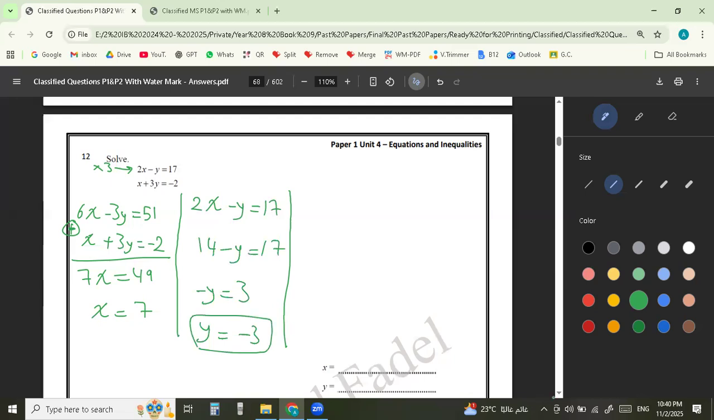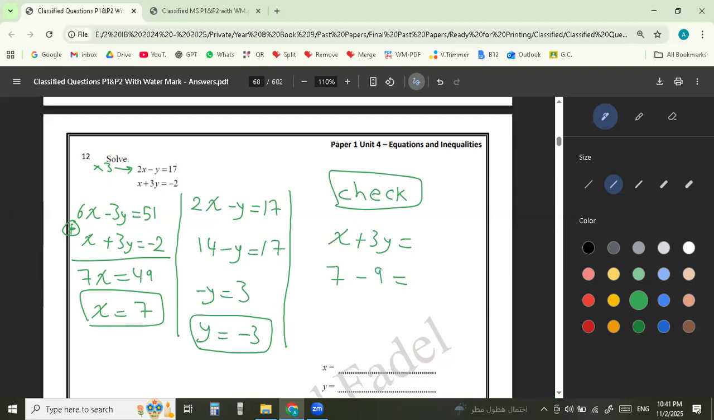The third section is to check. So I got here x plus 3y equals, will it be equal to negative 2? We will see now. When x is 7, y is negative 3, so 3 times negative 3 is negative 9, equals negative 2, yes, mister, as we expected. So x is 7, correct, where y is negative 3, correct.